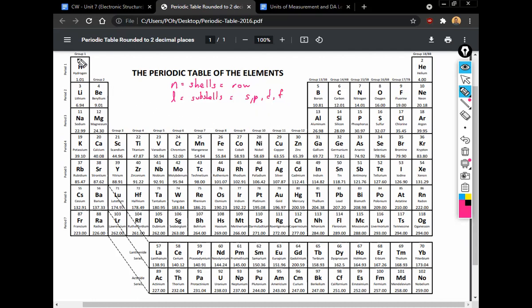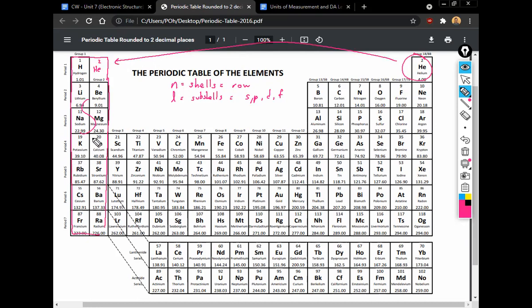Okay, let me show you guys where they are on the periodic table, okay? So this entire section right here, the first 2 columns, these first 2 columns represent the S subshell. Now the only exception is helium. We have to pretend helium is right here. Including helium, everything in the first 2 columns are the S subshell.